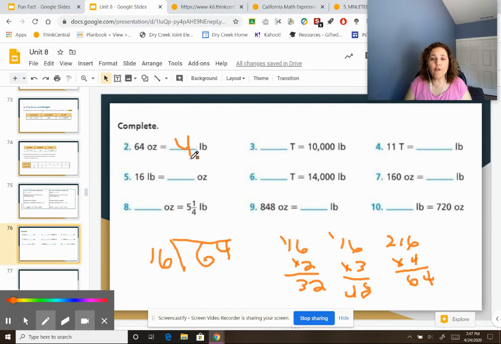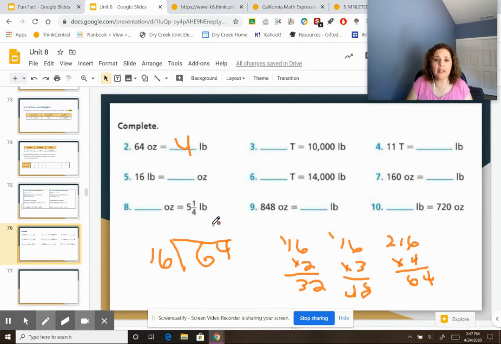Okay, so if you got 4 pounds, you are correct. Because 64 divided by 16 goes in 4 times. And I did that by trying just some different numbers. I did 16 times 2, and I got 32, so I knew that wasn't enough. And some of you probably already knew, oh, 32 plus 32 is 64. But if you didn't, you could have done 16 times 3, and that gives you 48. That's not enough, so then I did 16 times 4, and it gives me 64. Okay?